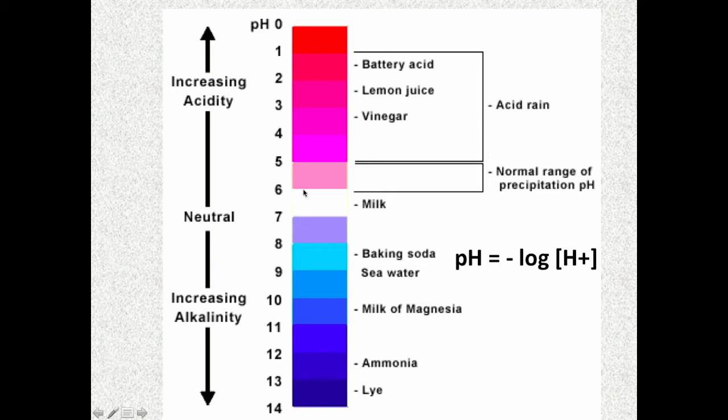Now, the pH of body fluids is relatively neutral. Okay, so the pH of blood and cerebrospinal fluid and interstitial fluid and the different fluid compartments, the pH of our cells, is relatively neutral. And that's very, very important.